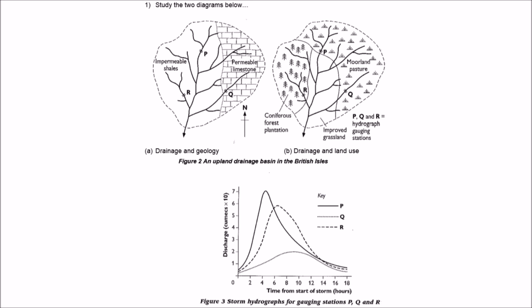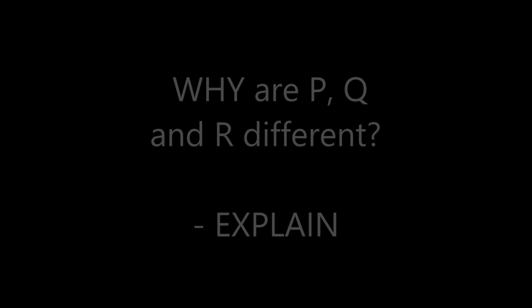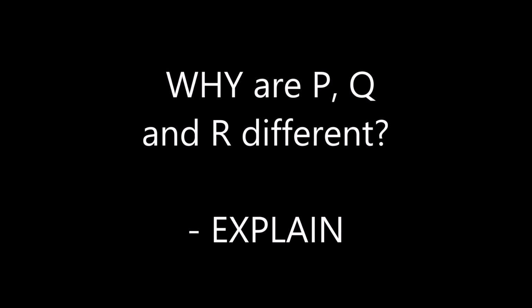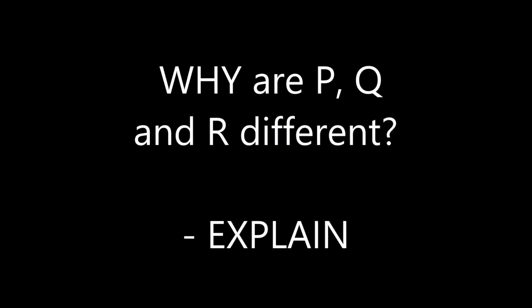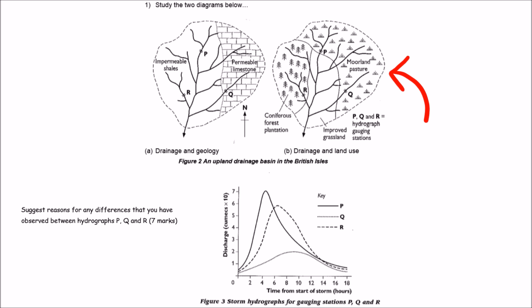The next thing you have to do is to suggest reasons for any differences that you have observed between hydrographs P, Q and R. In other words, now you have to explain why they are different from each other. Now this question is a bit more difficult because it requires you to link the 2 diagrams together. It's worth 7 marks, so it must be detailed.